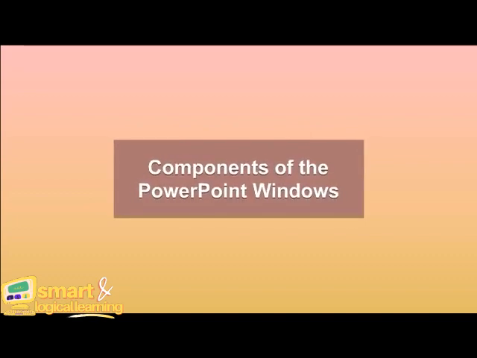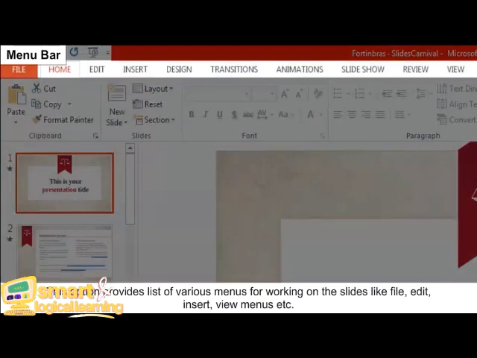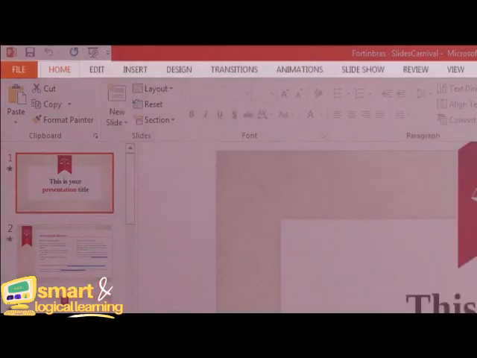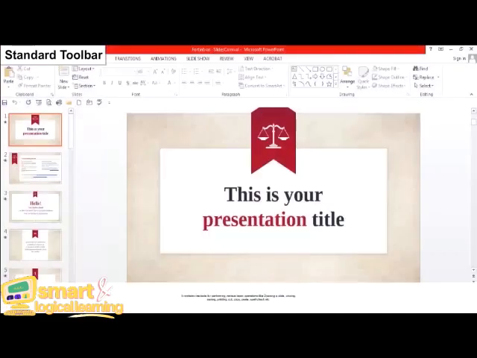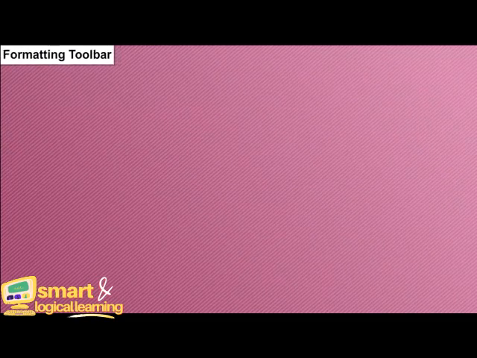Components of the PowerPoint window. The components of the PowerPoint window are: Menu bar. This option provides a list of various menus for working on the slides like File, Edit, Insert, View menus, etc. Standard toolbar. It contains the tools for performing various basic operations like opening a slide, closing, saving, printing, cut, copy, paste, spell check, etc.